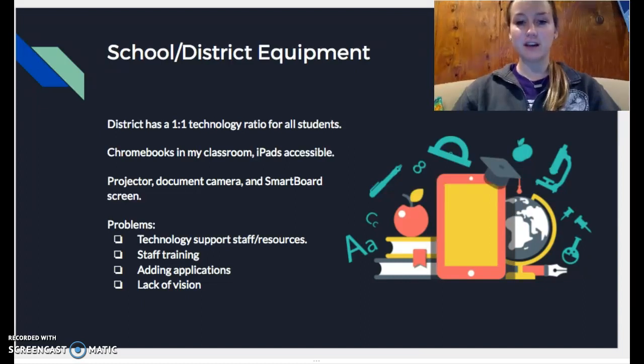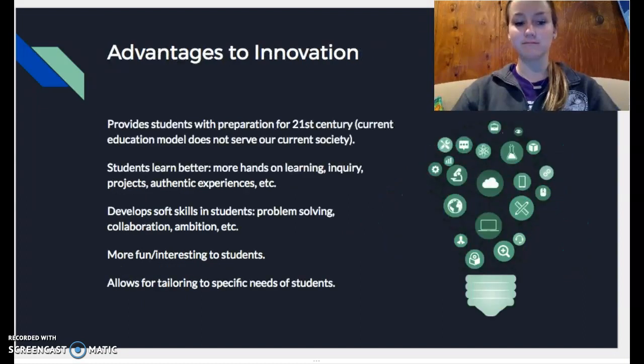Adding applications to the iPads, we're not allowed to add them as teachers. The district has to, but they very rarely complete the requests that we put in to add things. So it's very hard as a teacher to be innovative when your district is kind of holding you back in some ways. And then a lack of vision in our district about where are we going with this technology. We have it, but how are we supposed to be using it?